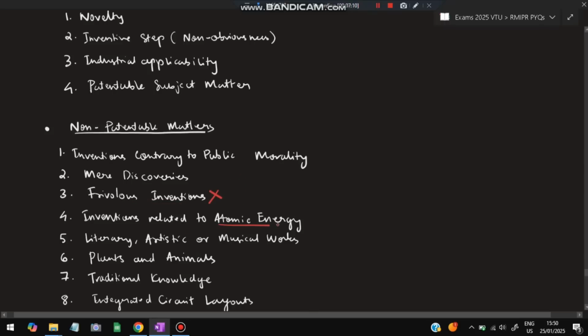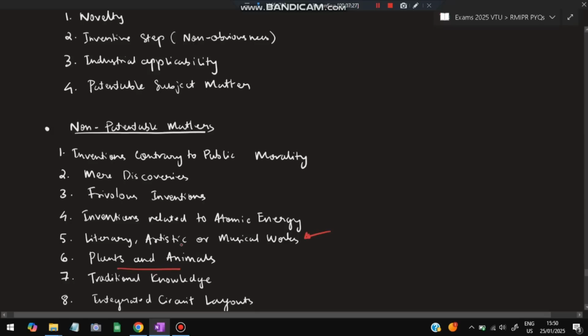Inventions related to atomic energy and radioactive metals cannot be made patentable. And literary, artistic, musical works like books, paintings, sculptures, software programs are not covered under patent law. They are covered under copyright law, okay.